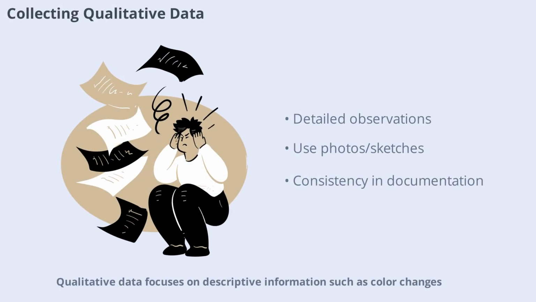Qualitative data focuses on descriptive information, such as color changes, behavioral patterns, or morphological features. Observations should be recorded in detail, often using photographs, sketches, or detailed notes. Consistency in how observations are made and documented is essential to ensure that qualitative data is meaningful and comparable.